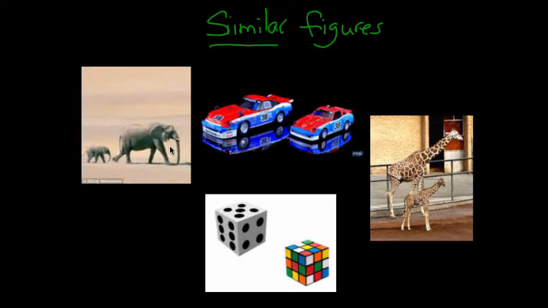Notice first and foremost that each of these animals and objects are exactly the same animal, or the same object, or the same shape. These two elephants have the exact same shape, these two cars have the same shape, these two cubes, same shape, and these two giraffes are the same shape. Now, the one thing that they don't have in common is their size. One is smaller than the other. So that gives us a very important hint to what a similar figure is.